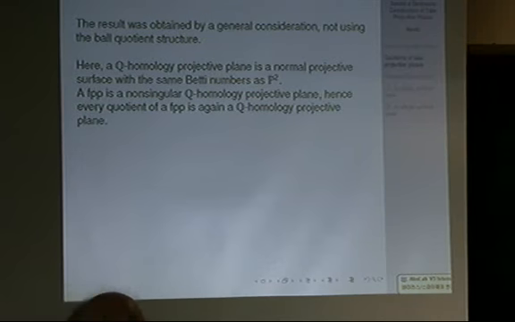Here a Q-homology projective plane is a normal projective surface with the same Betti numbers as CP2. Here, in most cases, I assume it has only quotient singularities. A fake projective plane, FPP, is a non-singular Q-homology projective plane. Hence, every quotient of a fake projective plane is again a Q-homology projective plane, because the first Betti number is 0, so its quotient must have first Betti number 0.